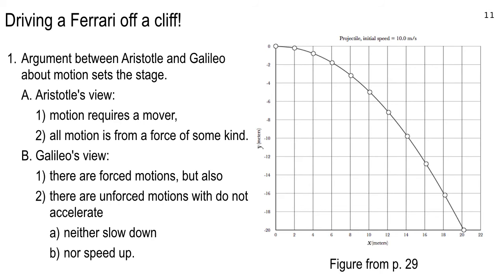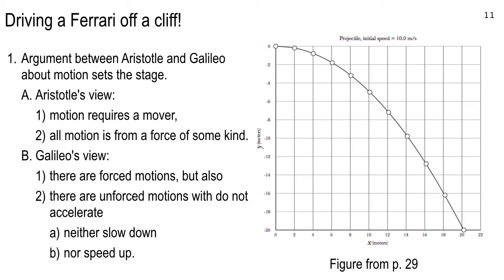And just so you know, this figure here of a Ferrari going off a cliff, this is a trajectory. This picture here is from page 29 in the e-textbook, which is in chapter 2.